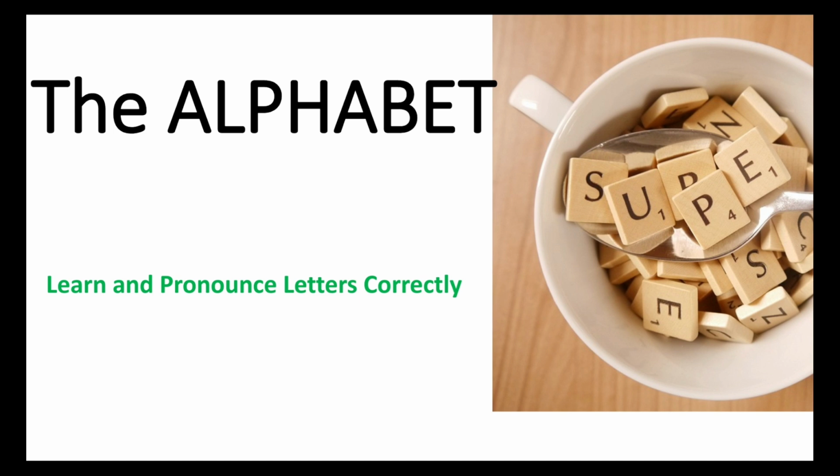Today, we are going to be looking at the English alphabet. This video is important because the English alphabet is the beginning of everything in English: how to read, how to write, how to pronounce those words in English, and how to speak English the correct way. We will learn and pronounce the letters correctly in this lesson.